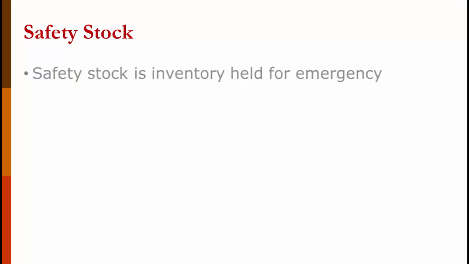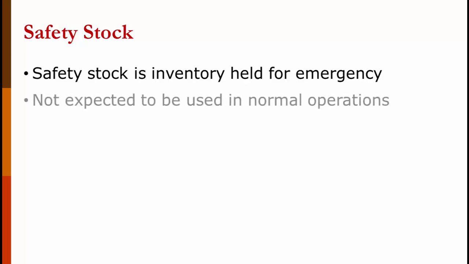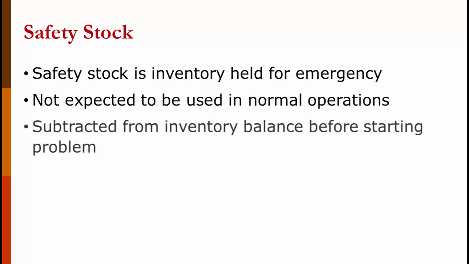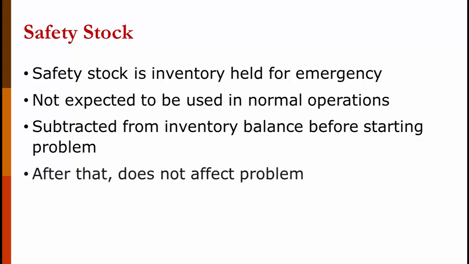Now let's talk about safety stock, a topic we've talked about several times already. Safety stock is extra inventory that you hold just for emergencies. You don't expect to use it in normal operations. There are 2 ways to include safety stock in MRP calculations, but the most common way is to subtract it from your inventory balance before starting the problem. After that, safety stock does not affect working the problem at all. That is the approach that I show in the video tutorials. The other way is to leave it in the inventory and just never allow the projected on hand to drop below the safety stock level.